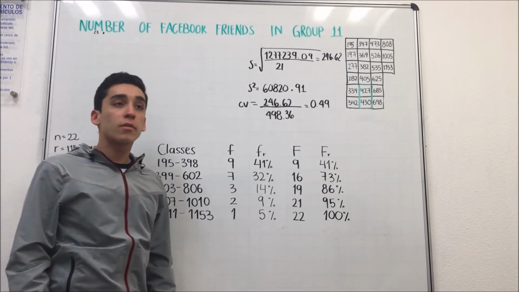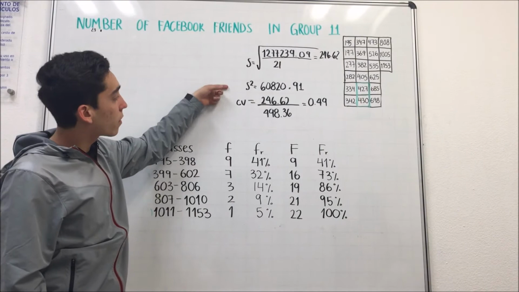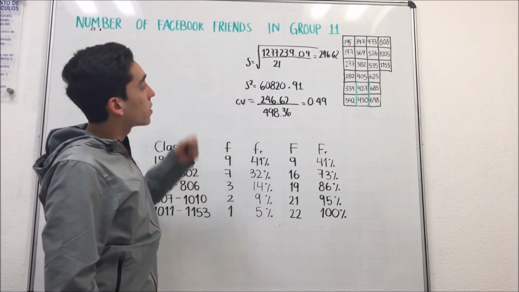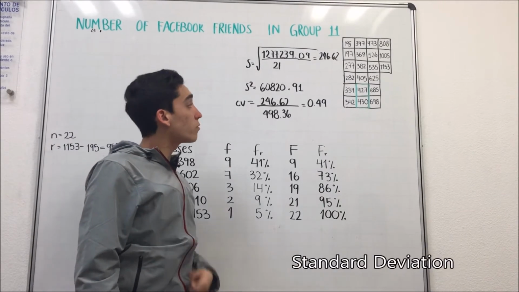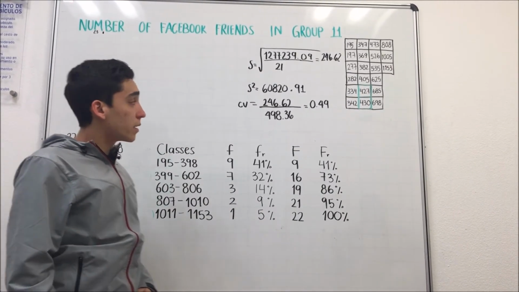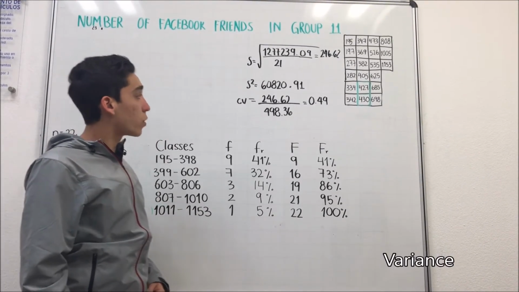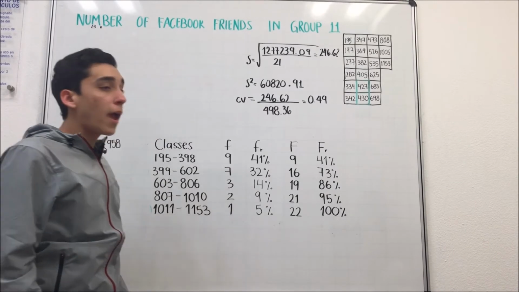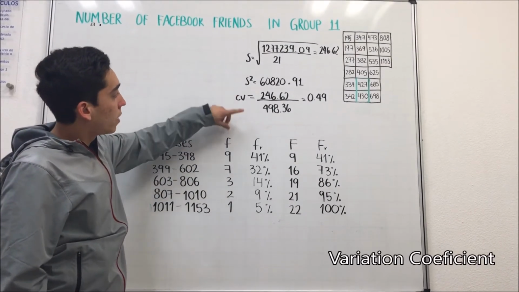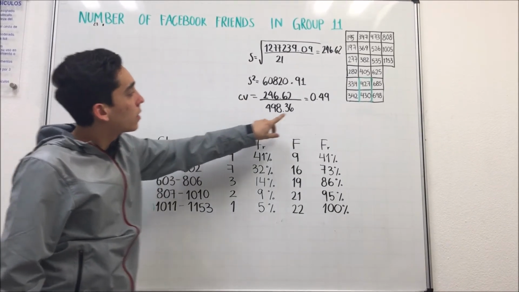Using the formulas previously mentioned, we can get the standard deviation, the variance, and the variation coefficient of our problem. The standard deviation of our problem is 246.62. The variance is 60,820.91, and the variation coefficient is, we divided the standard deviation over the mean, and we got 0.49.